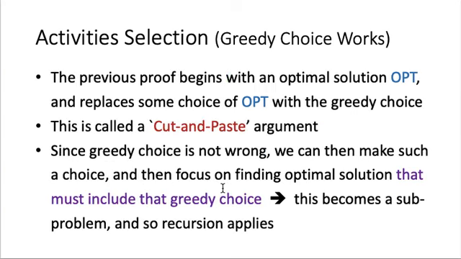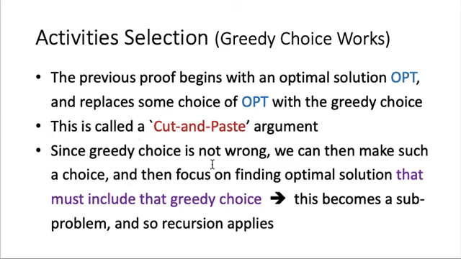Now the previous proof, if we revisit it again, the idea here is it begins with some optimal solution opt, and we replace some choice inside this opt with our greedy choice. So opt may not make the same choice as we do, but we will try to replace some of its choices with our greedy choice and show that it works. It is another optimal solution. Now, this is something that we call a cut and paste argument. So it is like the Control X, Control V thing in our word processor, right?